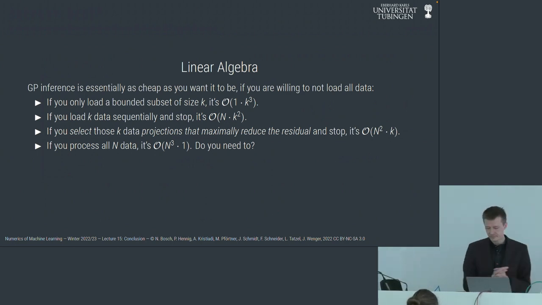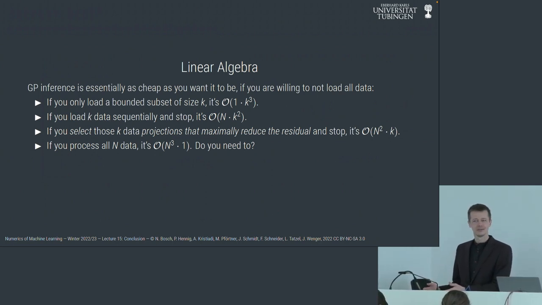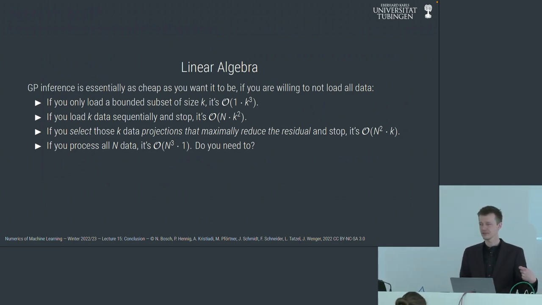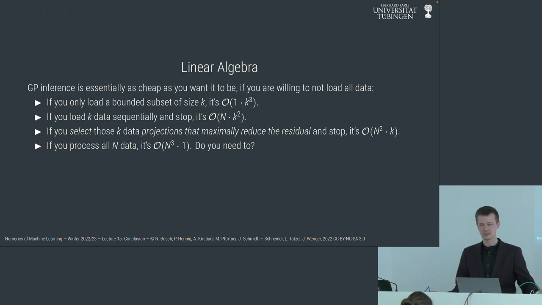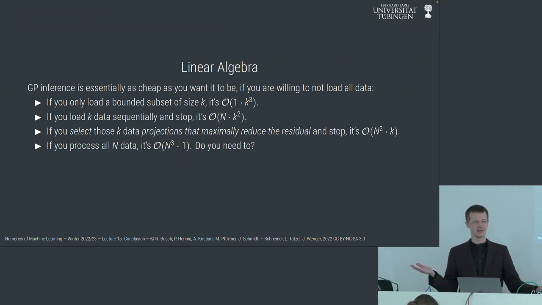So if you decide to never look at the entire data set, then of course, trivially, you're not going to have to pay for this, right? If you have a data loader that only loads k data points, then you can do whatever you want with them afterwards, and computing the estimate is going to be O of k cubed. And if you use that data set to construct your posterior uncertainty along with your posterior mean, everything's fine, right? The only thing you've done is you haven't looked at the whole data set yet.